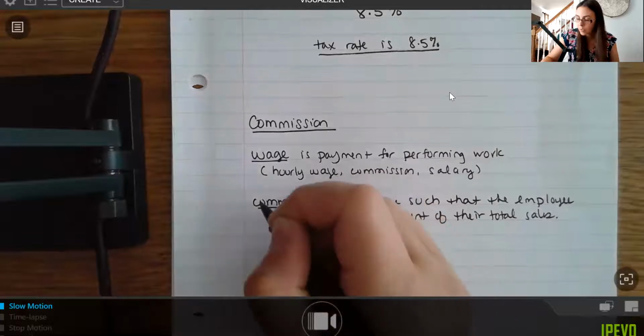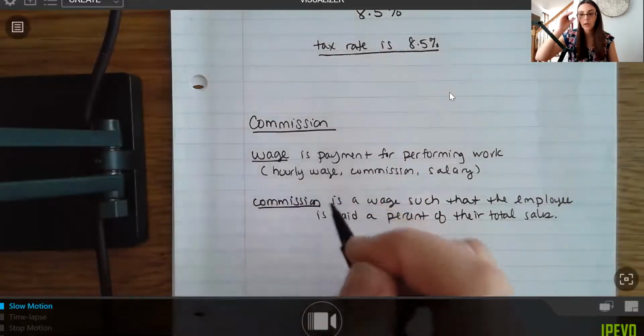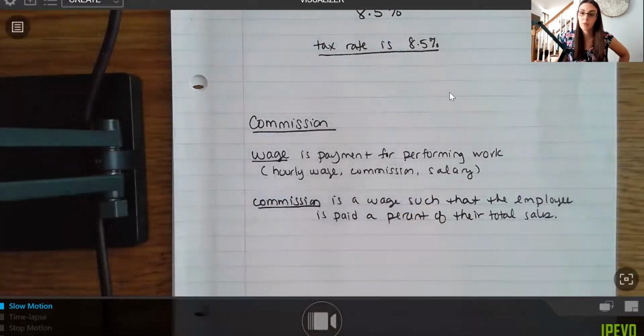Another example could be other types of sales positions. For instance, my brother used to work for a furniture store. He had gone to school for a while for interior design, and he decided to go work for an upper scale furniture store so he could help people design their rooms and things like that. And he did earn a base salary, which was small, but he also earned commissions on any sales that he made.